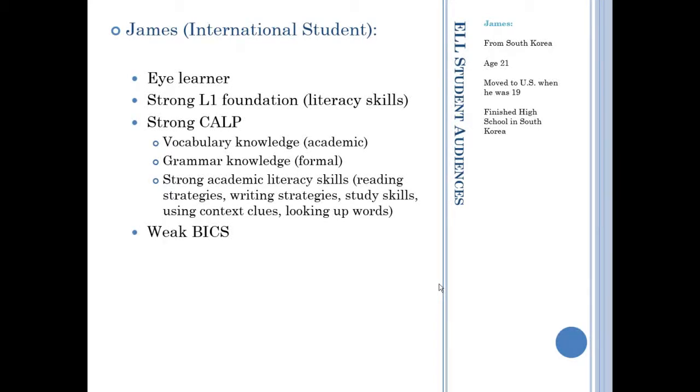But he has really, really weak BICS. Why? Because he just moved here. He's never really spoken English. And he has no native intuition whatsoever. So he'll say things that a native speaker would never, ever say, right? And when he says them, we just go, that doesn't sound right. I can't tell you why, but a native speaker would never say that. So that's kind of a portrait of James's language skills. And yeah, he has low undeveloped oral skills.